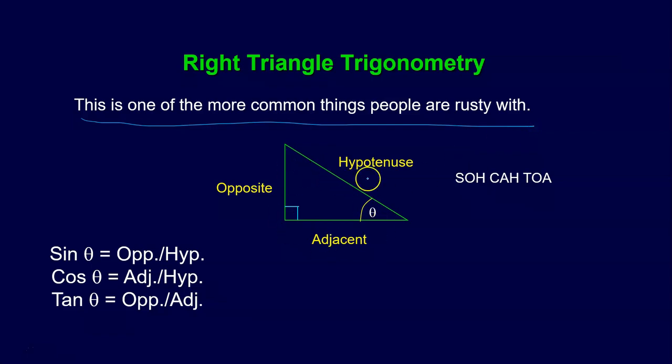And so in general, we'll be able to represent a lot of our vectors. We'll be able to draw a little right triangle like this. And so using your right triangle trigonometry can be really helpful. And so the big key part here is SOHCAHTOA.